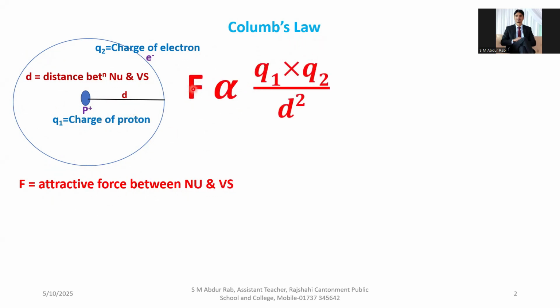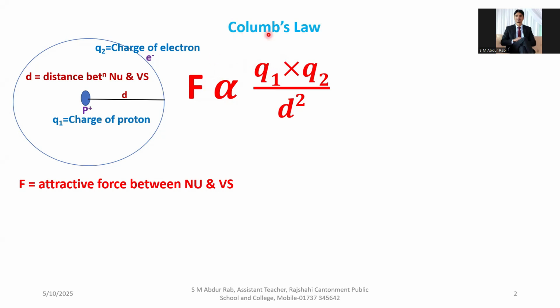Now Coulomb shows the relation between attractive force, charge of proton, charge of electron and distance. Coulomb says the charge of proton and electron is directly proportional to the attractive force between the nucleus and outer shell, and the distance between the nucleus and outer shell is inversely proportional to the square, that means the square of the distance. That means if distance increases, attractive force will decrease, and if the charge of proton and electron increases, the attractive force will also increase.